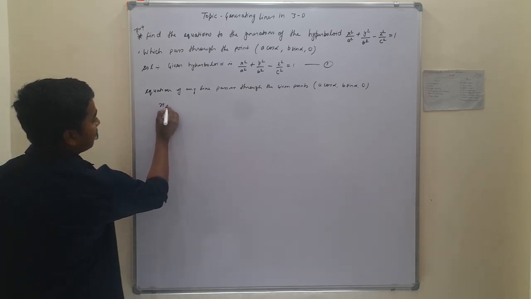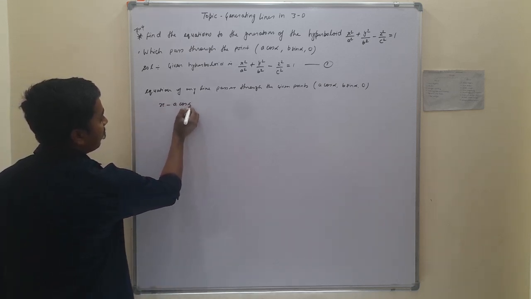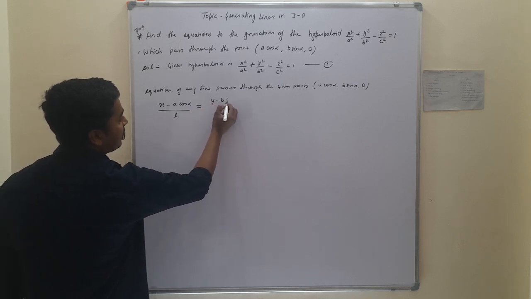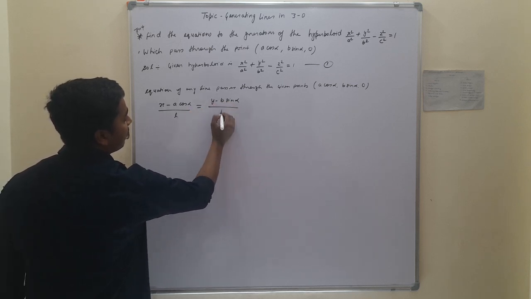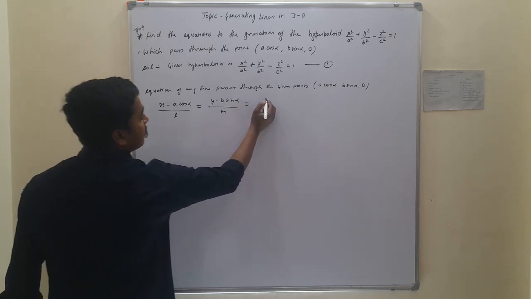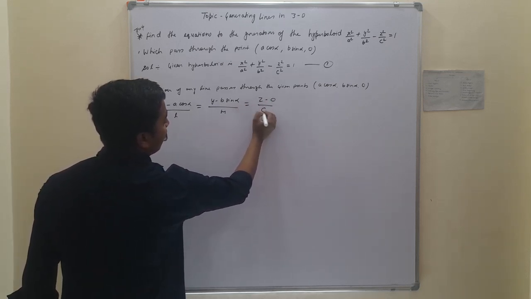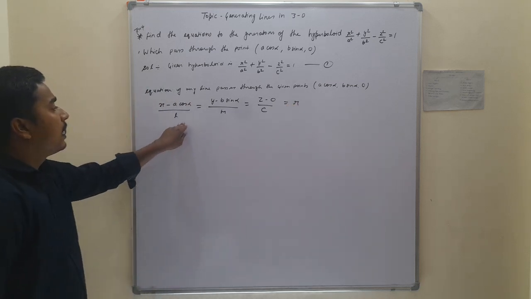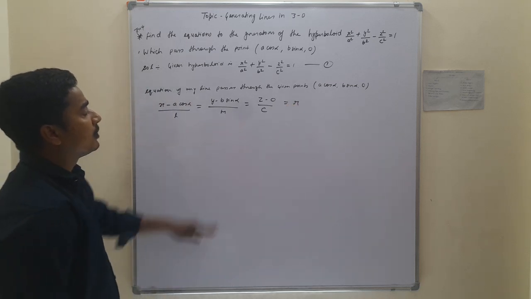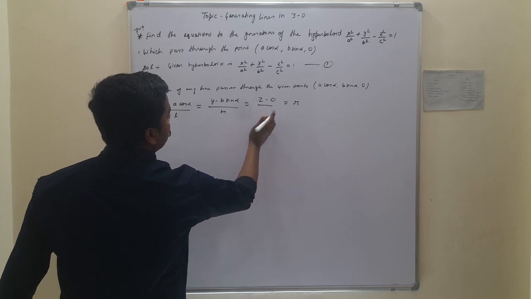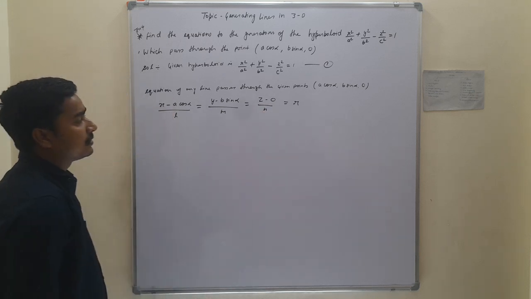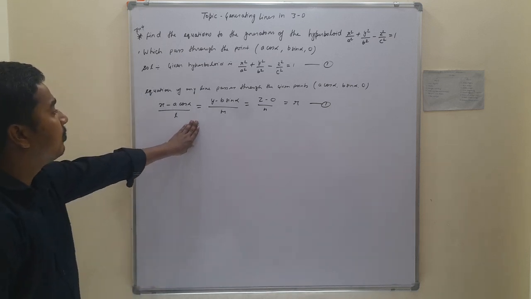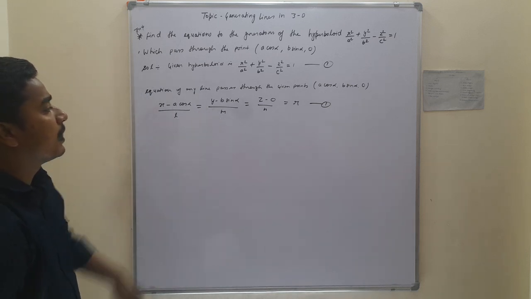This is given by x minus a cos alpha upon l is equal to y minus b sin alpha upon m is equal to z minus 0 upon n. Let this be equal to r. Here l, m, n are the direction ratios. Let this be equation 2. And further from here we have to calculate the values of x, y and z.